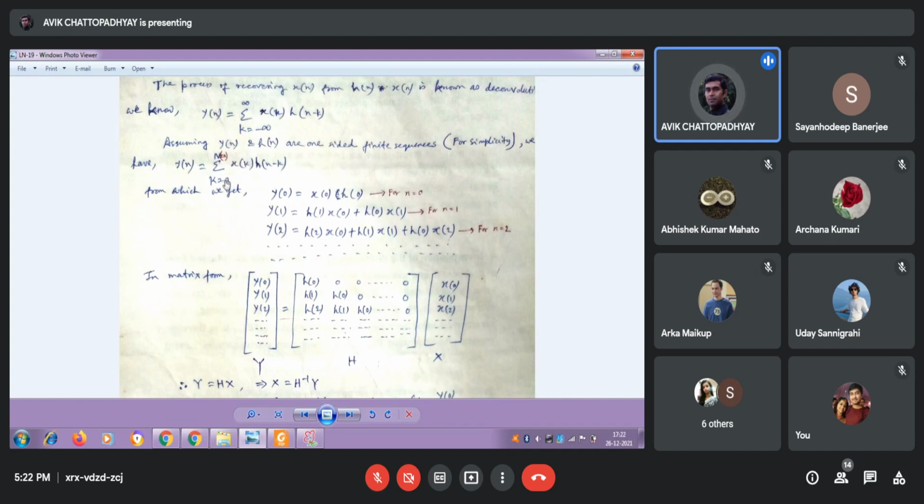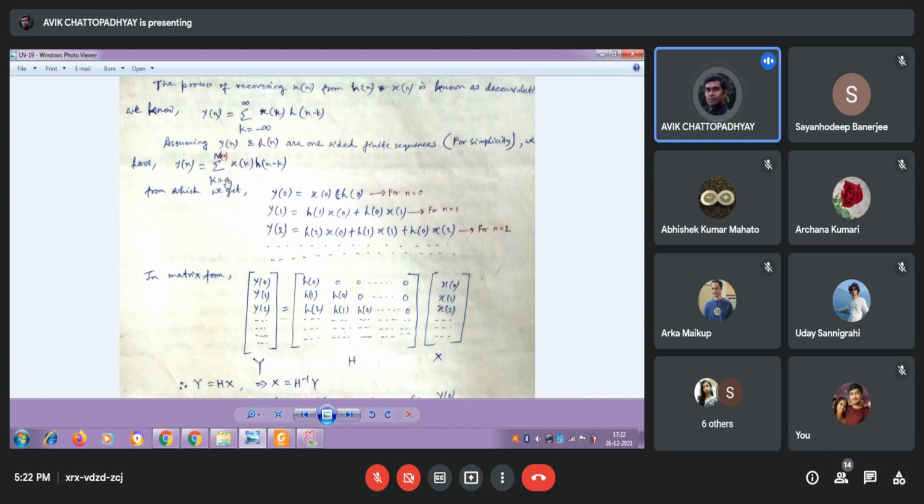And the second term, when k equals 1, because the maximum value of k is n, so it can at most reach up to 1. And here n is 1. So when it is 1, 1 minus 1 is 0, and it is 1. So x1 h of 0. Fine, that is for n equals 1.